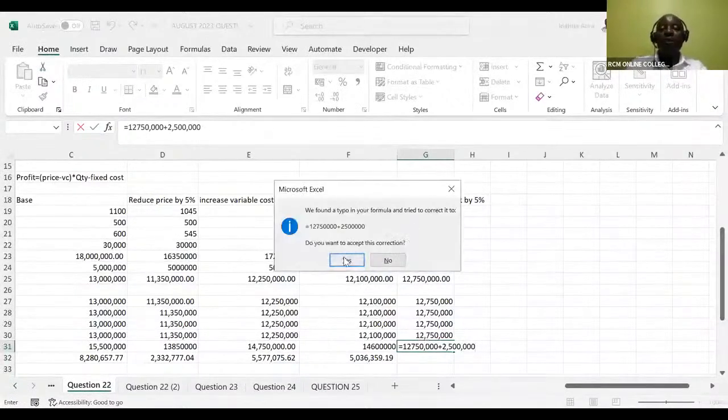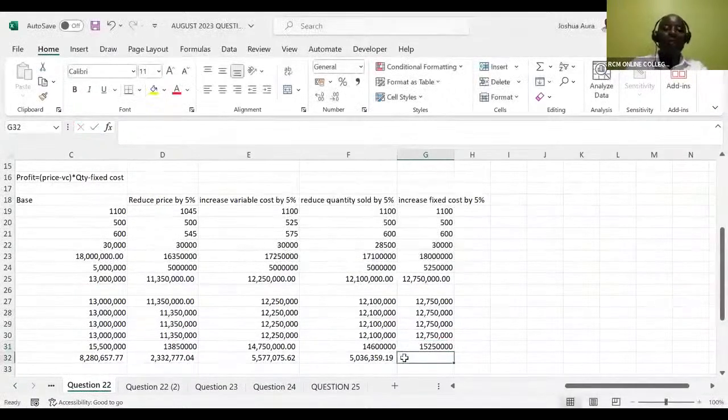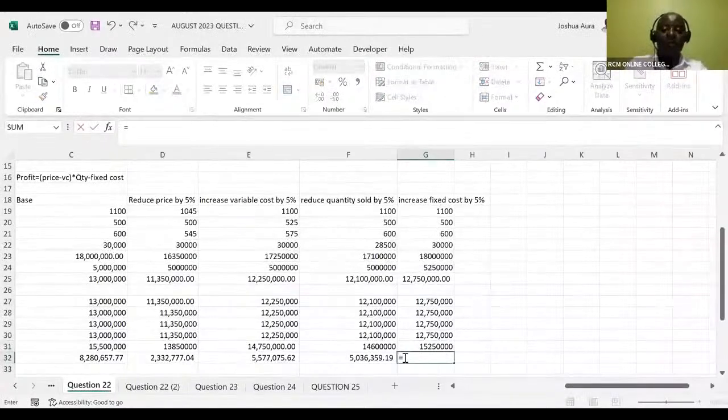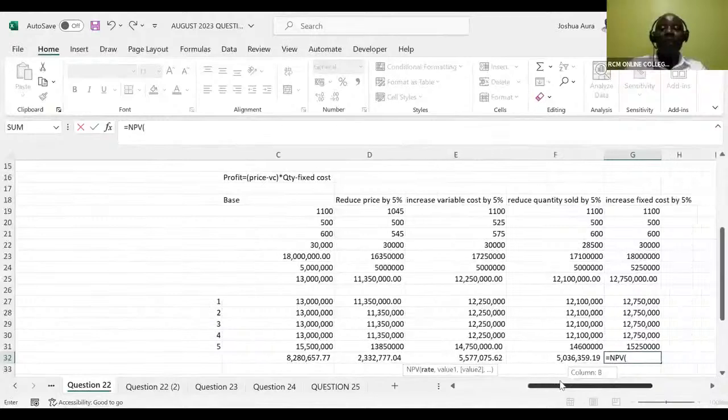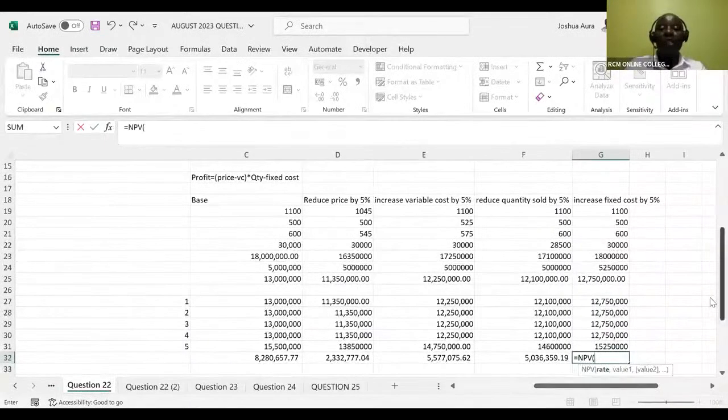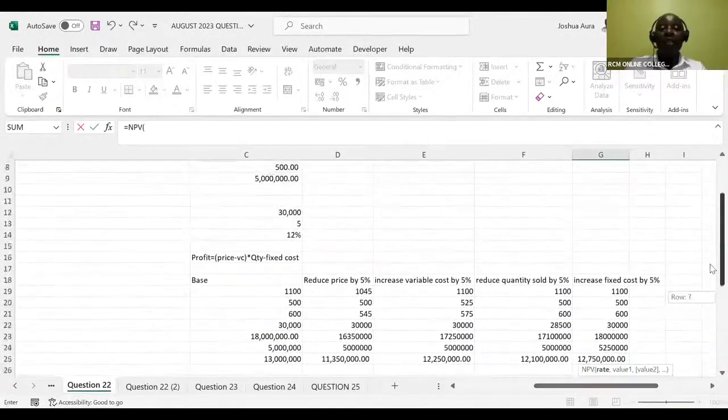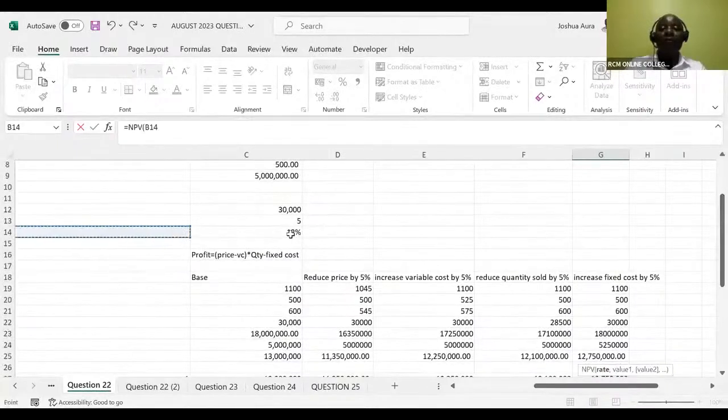So after that, come here right away and give us our NPV. So you say equals NPV. So the rate is 12%. The rate is somewhere here. The rate is 12%. Okay, so that is it.